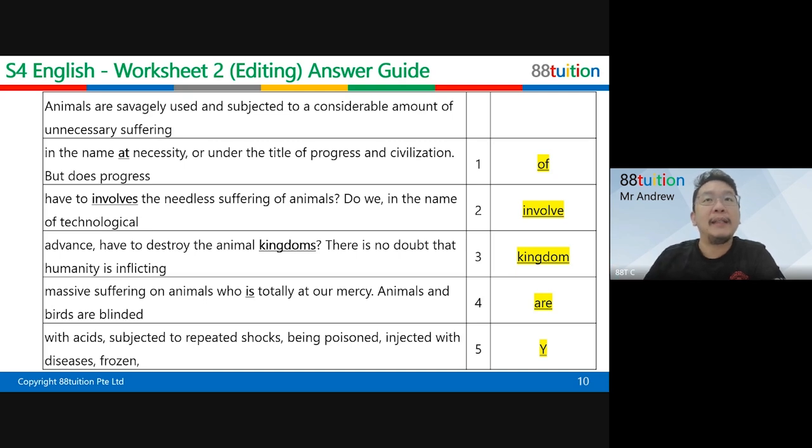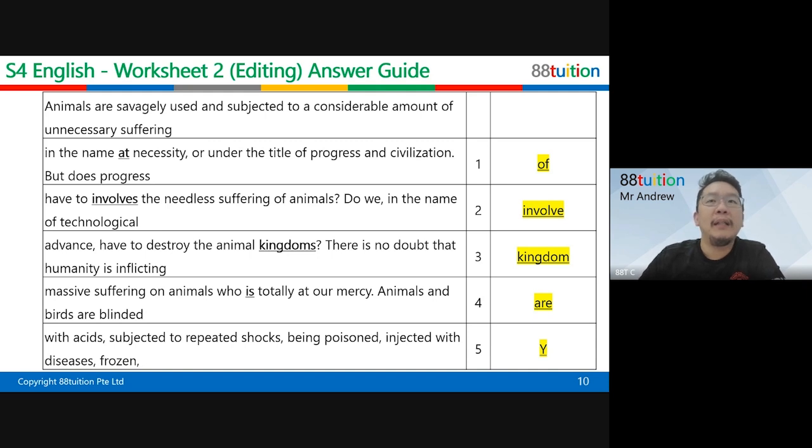What then is the mistake for number three? Animal kingdom. Okay, so have to destroy the animal kingdoms? No, we change it to kingdom because there's only one animal kingdom. There's no doubt that humanity is inflicting massive suffering on animals who are totally at our mercy. Okay, animals, plural, are plural.